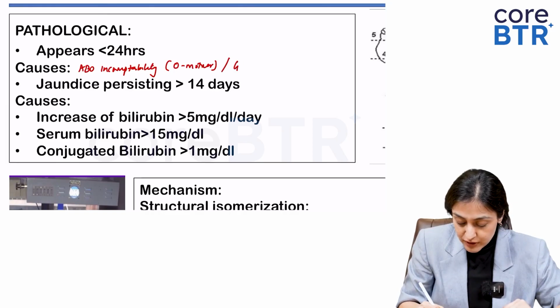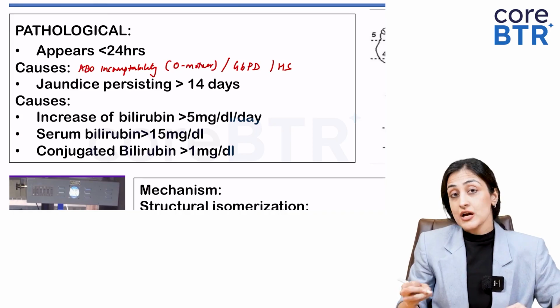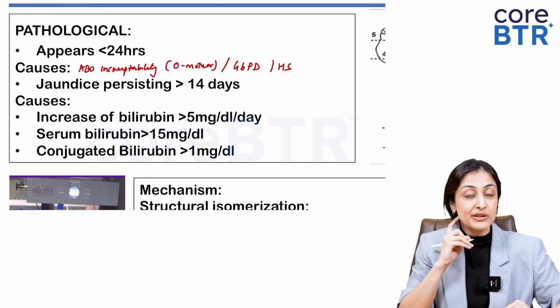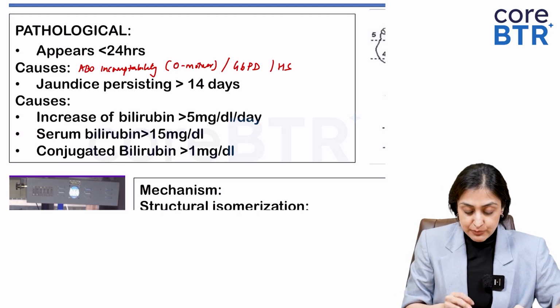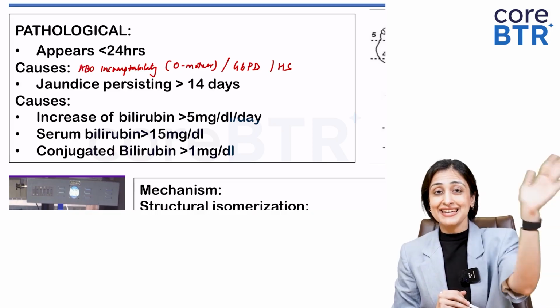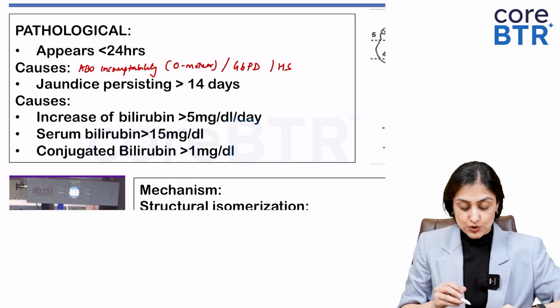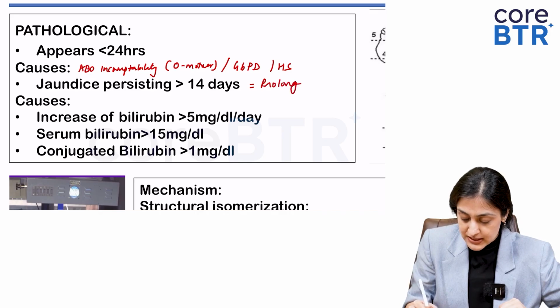Apart from that, very important, G6PD or hereditary spherocytosis. There's also hemolysis that's happening and can present in the first 24 hours. Any jaundice that persists for more than 14 days is also abnormal. So first day, yeah, more than 14 days. So causes of prolonged jaundice, very, very commonly asked question.